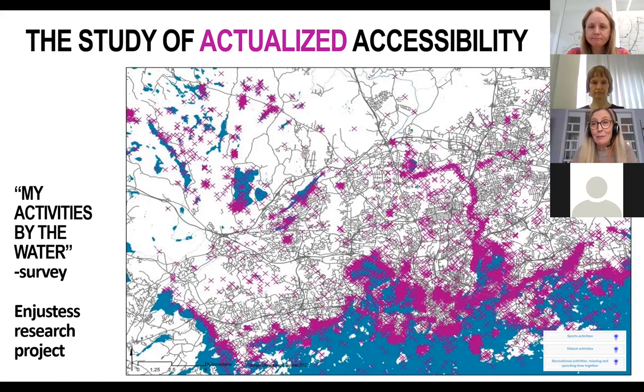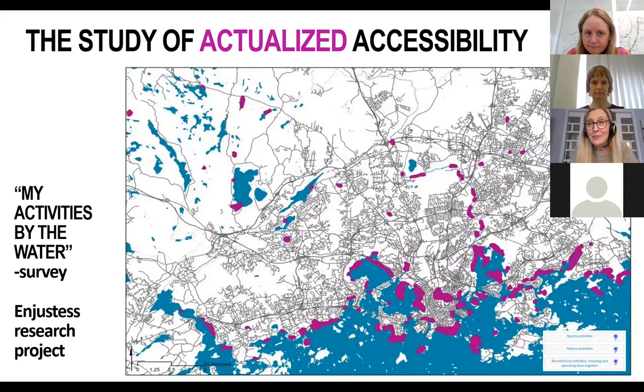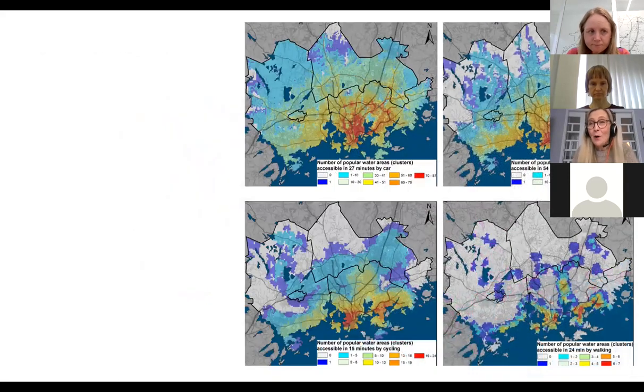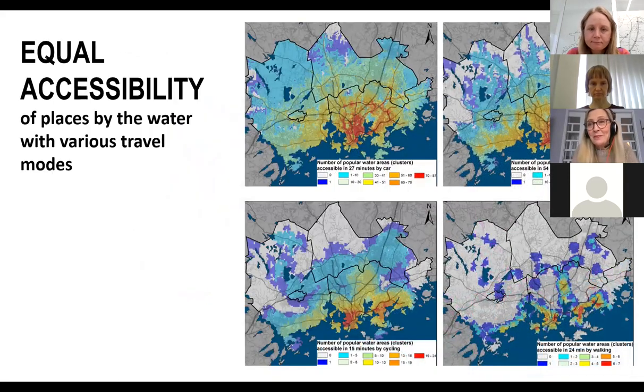Here people have marked those places in the Helsinki metropolitan area, and we have identified the most popular clusters among those places, and then we studied how equally these popular places can be accessed by people using different travel modes.